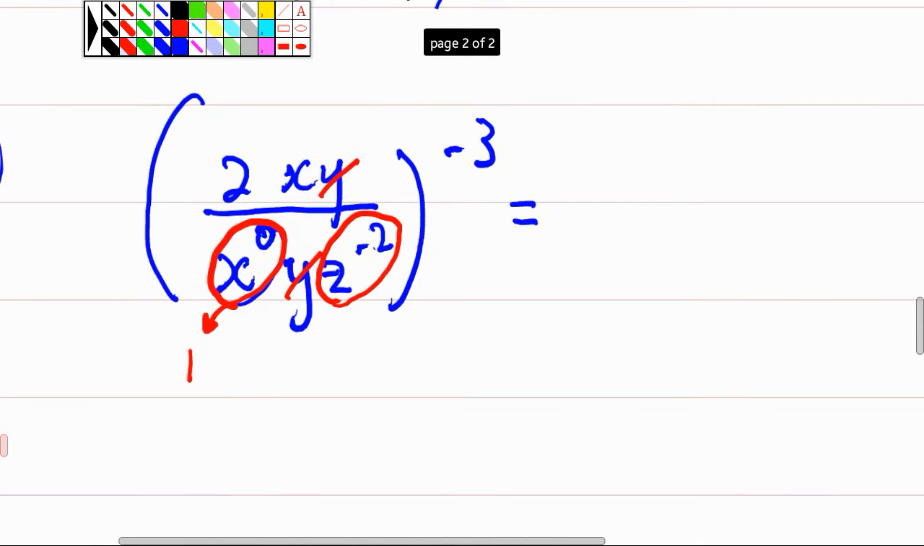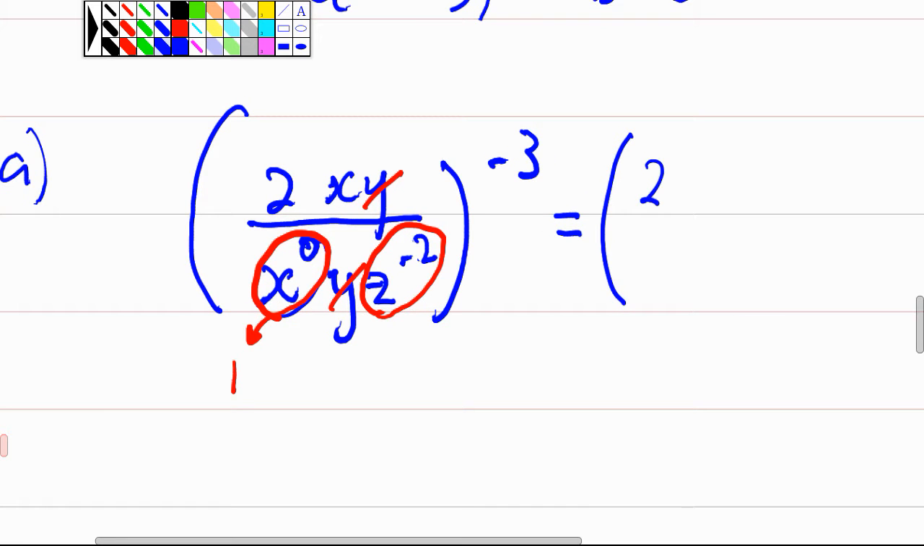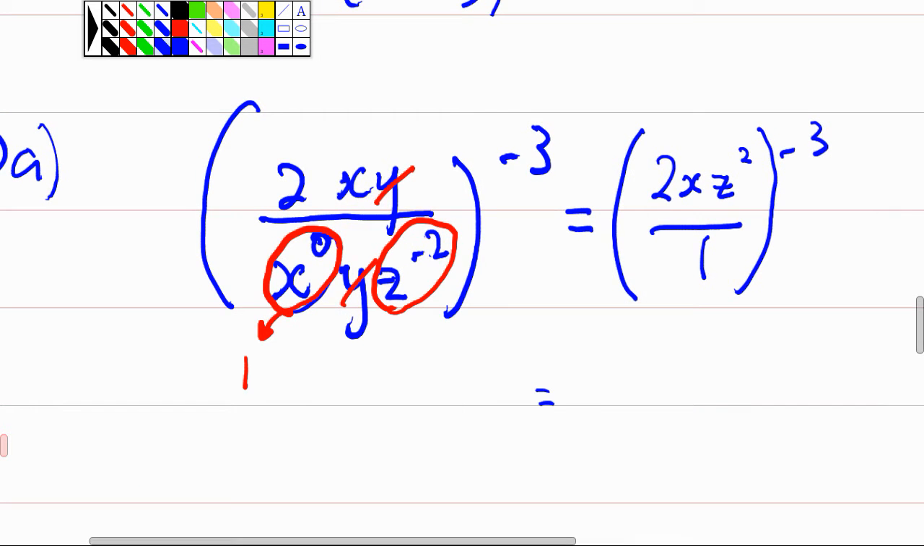Oh, so I will write down what I understand. This will be 2xz square, close, negative 3. Okay, my next question. Okay, now minus 3, so this is over 1. If I have the minus, what does it mean? Flip. So this one will be bracket 1 over 2xz square, to the power 3.